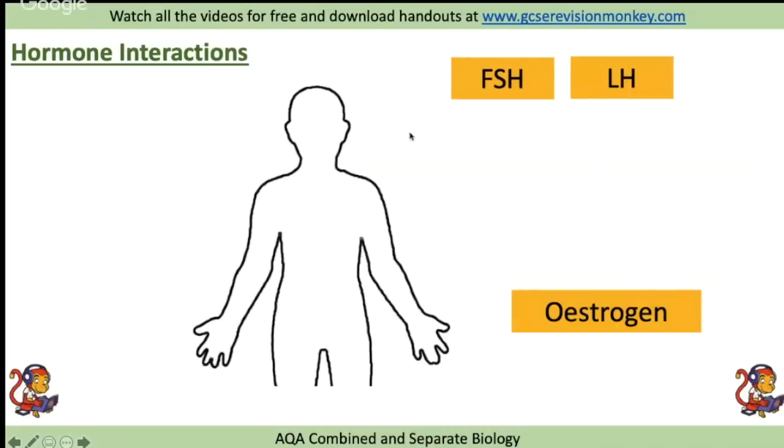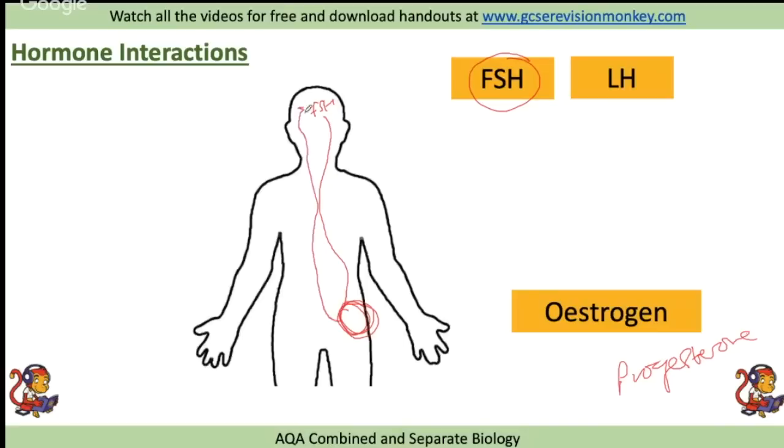Hormone interactions, again, higher tier only. So the hormones we said at the top were FSH and LH, and at the bottom we had estrogen and progesterone. Now we're going to talk starting at FSH. FSH is produced in the pituitary gland. It travels in the blood to the ovaries, and what it does is it stimulates the ovaries to start making estrogen, as well as obviously causing the egg to mature. So it stimulates the ovaries to make estrogen. The estrogen then travels through the blood to the pituitary gland. So I'll just put O for estrogen. And that actually says stop to the FSH.